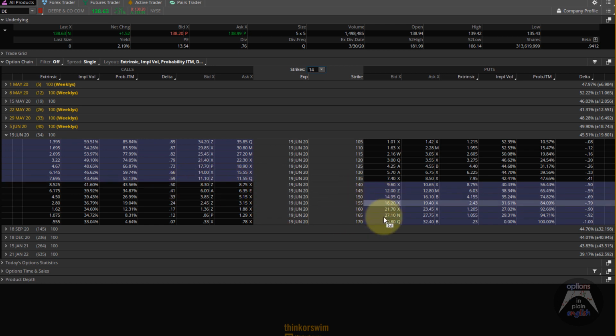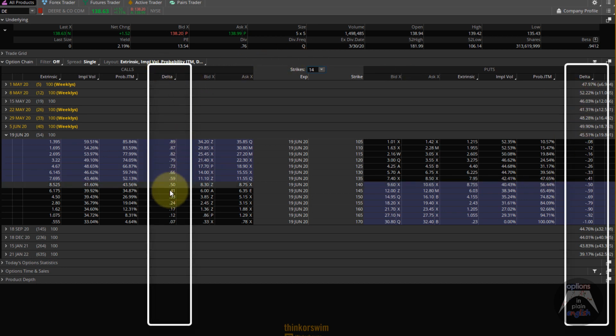Okay, so we have here the column for delta right here. And as you can see, this is the calls. These are the in the money calls, out of the money calls, out of the money puts, in the money puts. So this is delta for the calls. At the money is just about 50. And then it starts going higher as you go in the money: 59, 66, 73, 79, 82, 87, 89. And as you go further out of the money for calls, it starts going down: 41, 33, 24, 17, 12, and 7.